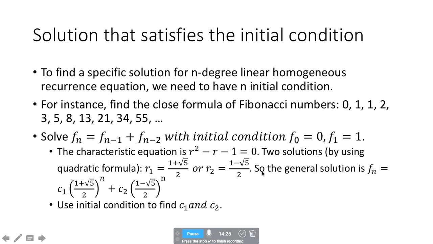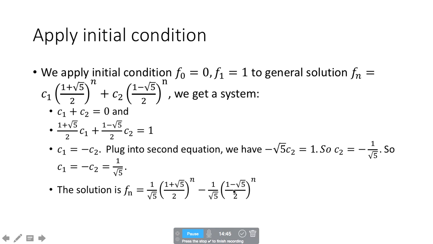Then the general solution for Fn is C1, a constant, multiplied by the first solution raised to the n power, plus C2 multiplied by the second solution raised to the n power. Then we use the initial conditions to find C1 and C2. When we apply the initial conditions f0 equals 0 and f1 equals 1, we first let n equal 0. We should get 0. When n equals 0, any number to the 0 power is 1. So you have C1 plus C2 equals 0. Then when n equals 1, we get 1.